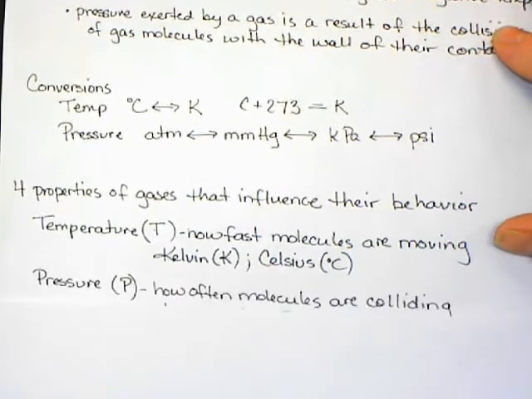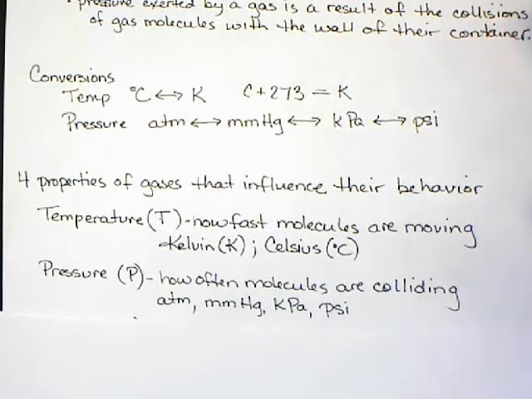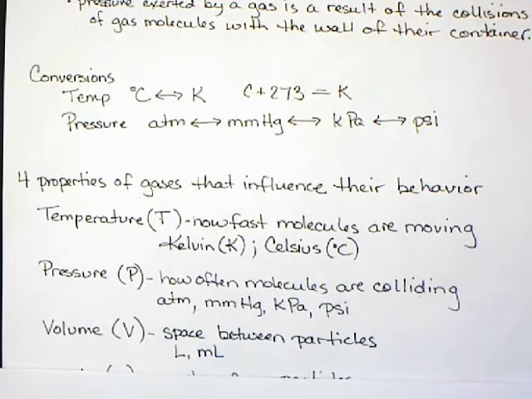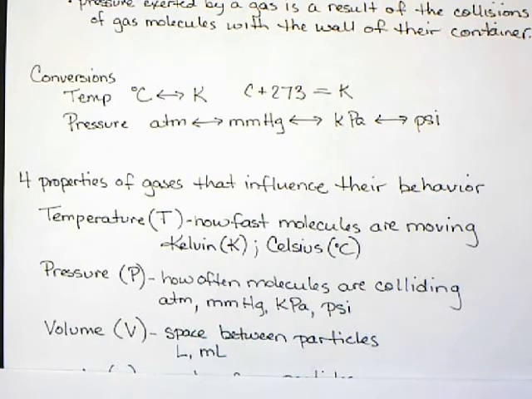Pressure is one of the other things that we learned about. Pressure is P, and remember that it is how many collisions you have, how often molecules are colliding, and you've got the units that you just did some practice conversions with: atm, millimeters of mercury, kilopascals, and PSI. You have 2 more. Volume, given the abbreviation capital V. Volume is really the space between particles, so that if the particles are closer together, obviously the volume is going to be smaller. We express those 2 as liters or milliliters typically.